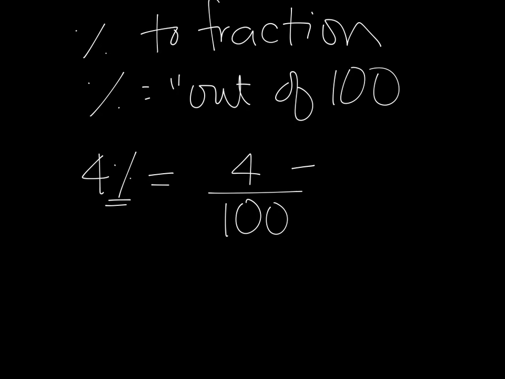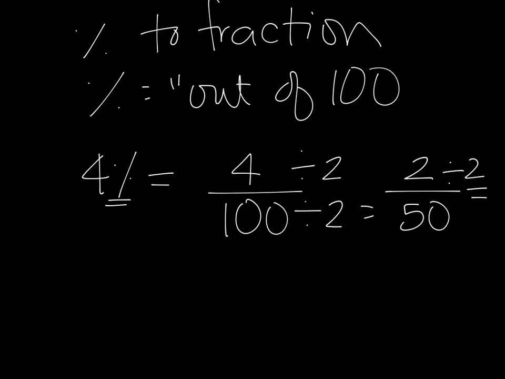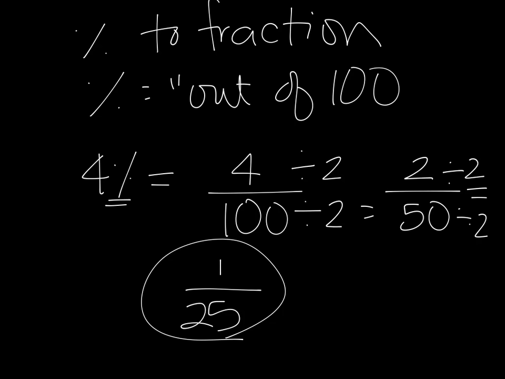Now, how you do that is you divide both the denominator and numerator by 2. So 4 divided by 2 is 2, and 100 divided by 2 is 50. Oh, we could go more. Divide numerator and denominator by 2 again. 2 divided by 2 is 1. 50 divided by 2 is 25. Final answer. So 4% is 1 over 25 in fraction. Good?